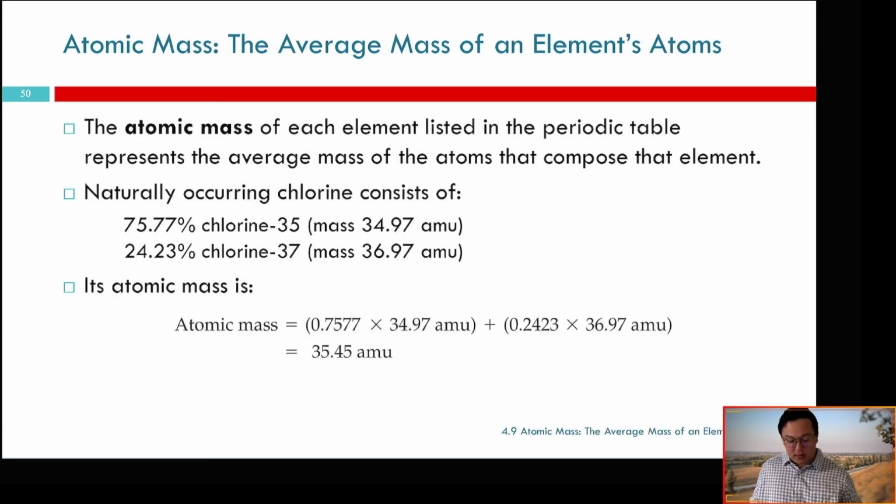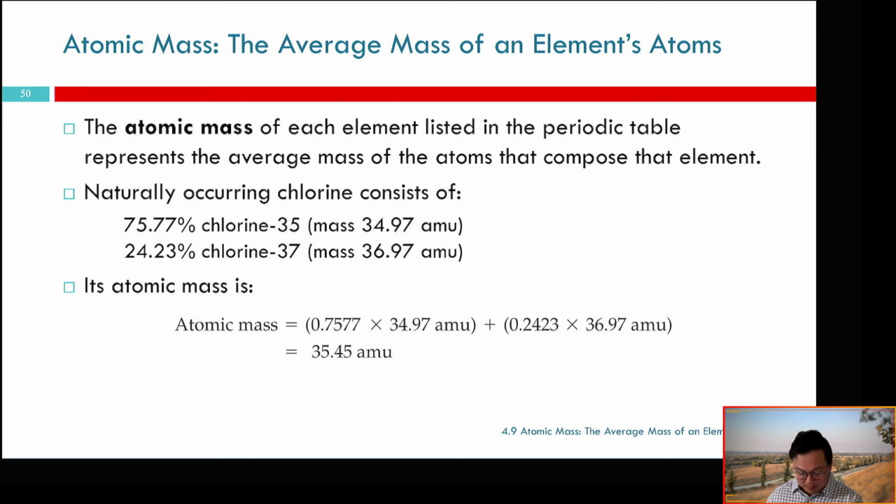When we talk about the atomic mass, you may have asked yourself why on the periodic table the atomic masses are not whole numbers. This is because we have isotopes, and the atomic mass on the periodic table is representative of those isotopes. Each of those contributes a proportion to that calculated number. The atomic mass of each element listed in the periodic table represents the average mass of the atoms that compose that element in nature, so the naturally occurring proportions. For example, for chlorine, 75% is chlorine 35, but there's also 24% chlorine 37.